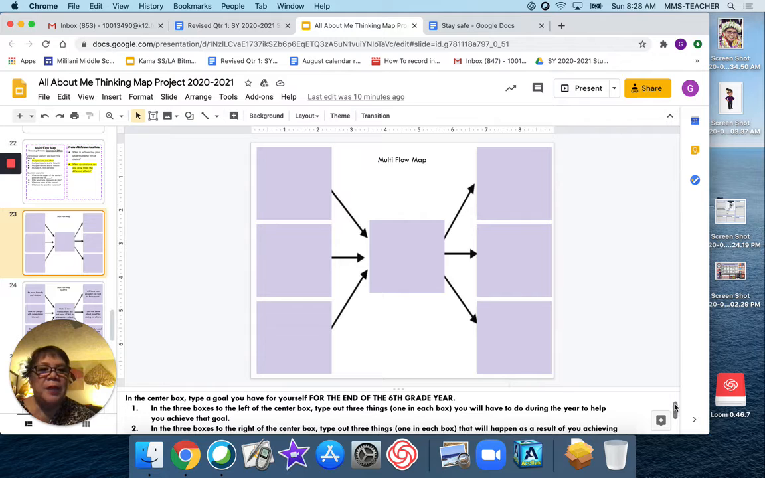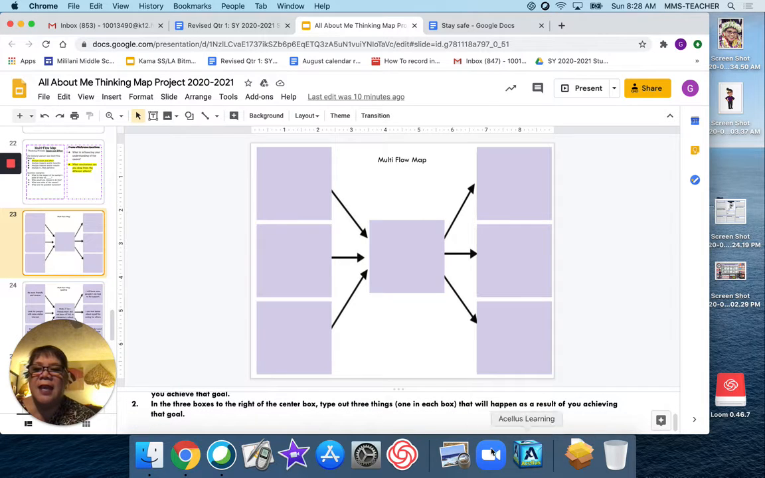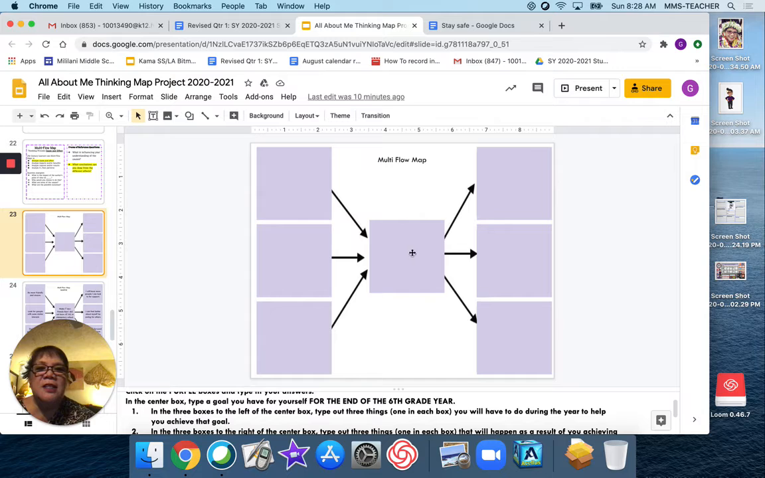Okay, then number 2, it says in the 3 boxes to the right of the center box, type out 3 things, 1 in each box, that will happen as a result of you achieving that goal. So in this box is 1 cause. On the right hand side, that box would be the effect. So if I did this, then this is my result, the effect. If I did this, then this is the result of the effect. If I did this, then that is the result of my effect.